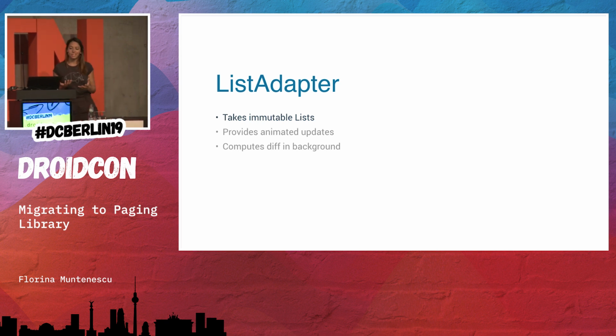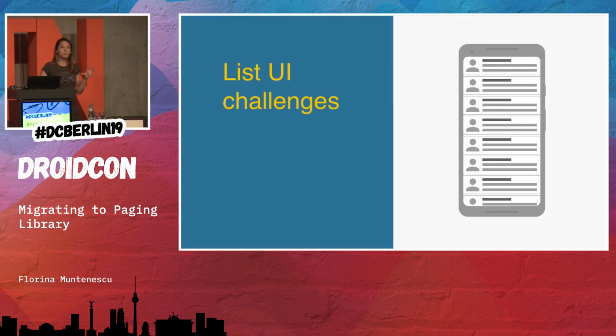Testing a list adapter is not that easy. But moving that logic somewhere in the view model or repository or some other classes that are small, that only have that single responsibility of creating that list, is going to be much easier.